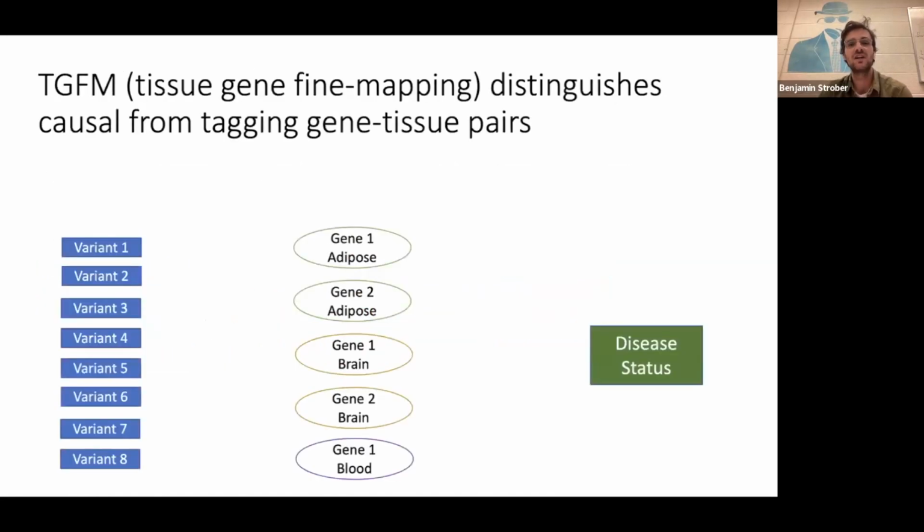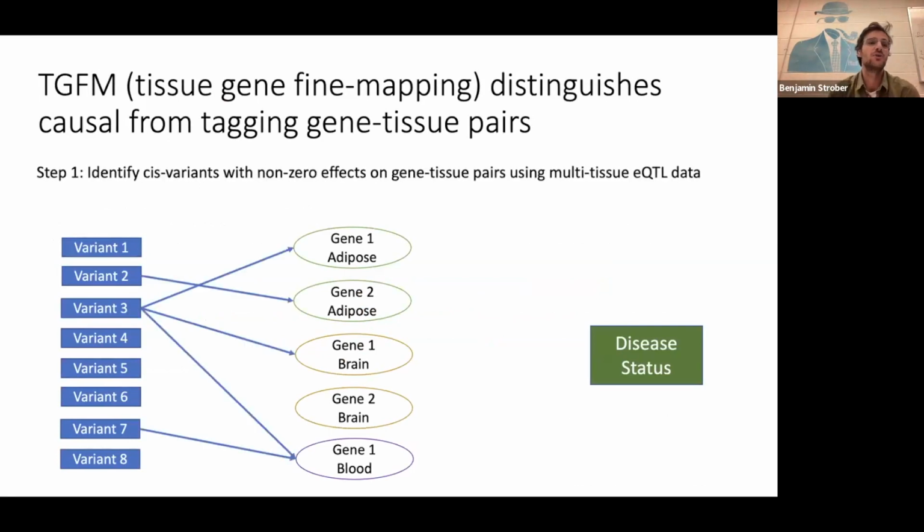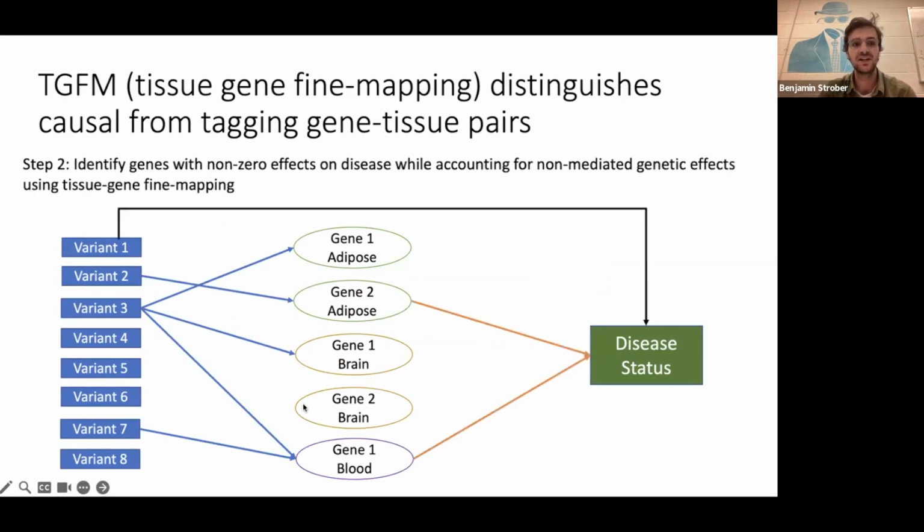And so what TGFM is going to do is it's going to try and distinguish these causal from tagging gene tissue pairs. And the way it's going to do this is a similar 2-step process, where in the first step, you identify cis variants with non-zero effects on each gene tissue pair using multi-tissue eQTL data. So you build this mapping from variants to genes. Then in the second step, you use a multi-variable regression approach to identify which genes have a causal effect on disease when considering all the genes.